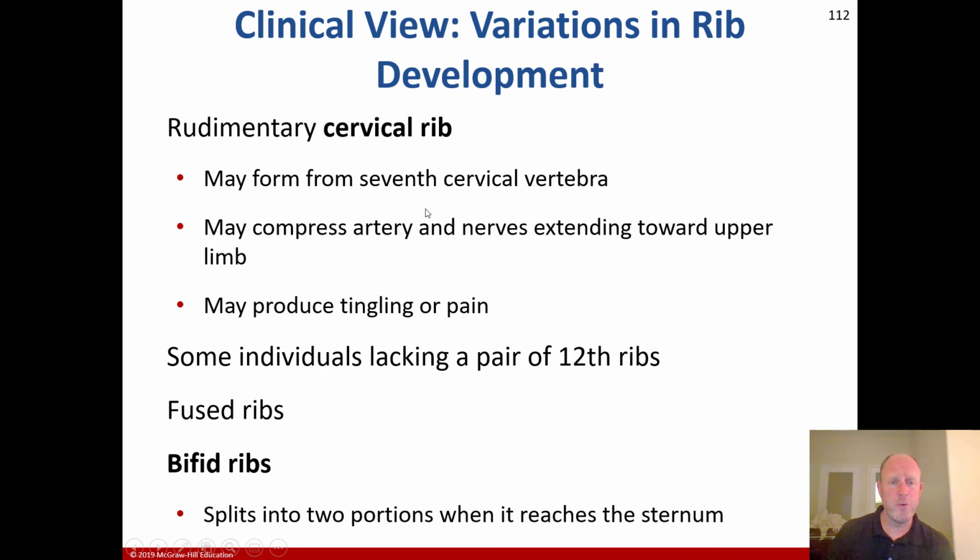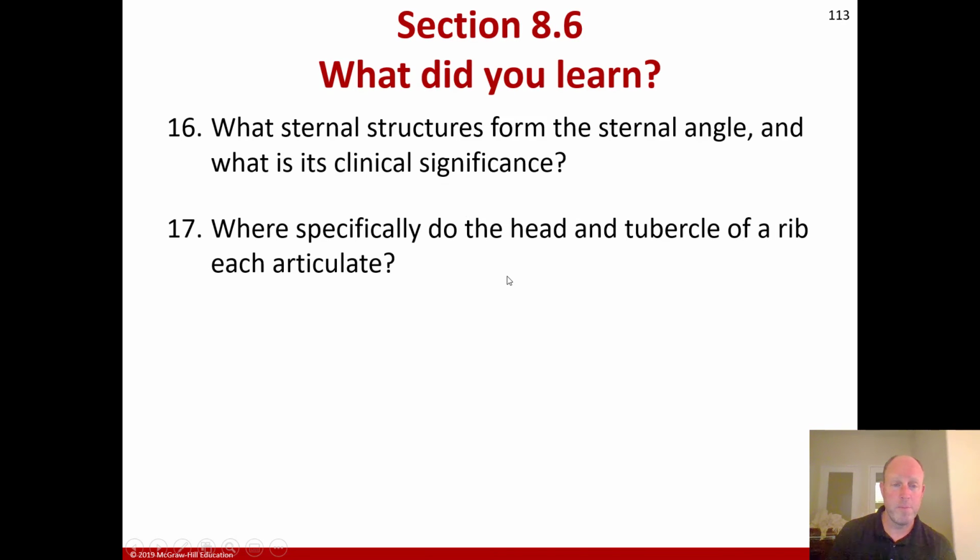The rudimentary cervical rib may form from the 7th cervical vertebra. It may compress the artery and nerves extending upward toward the upper limb. It can produce tingling or pain. Some individuals lack a pair of 12th ribs. There are also bifid ribs, which split into 2 portions where they reach the sternum.